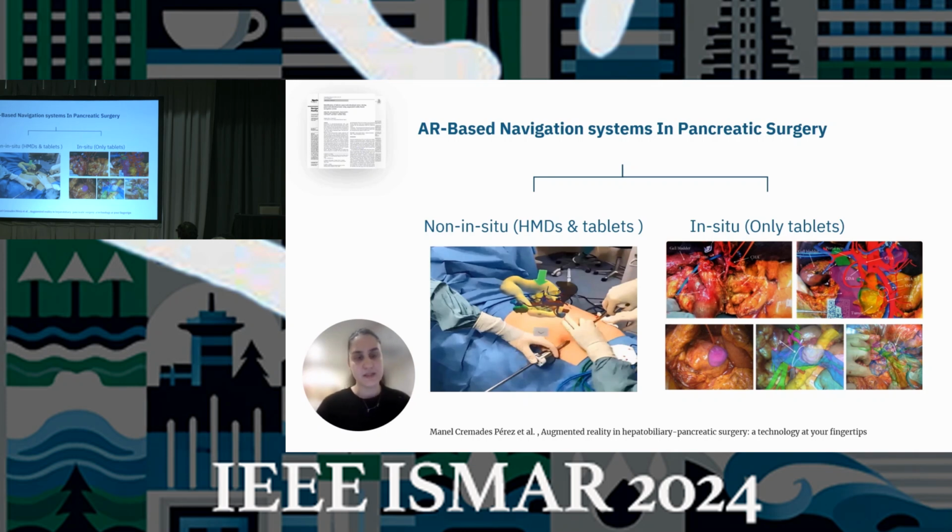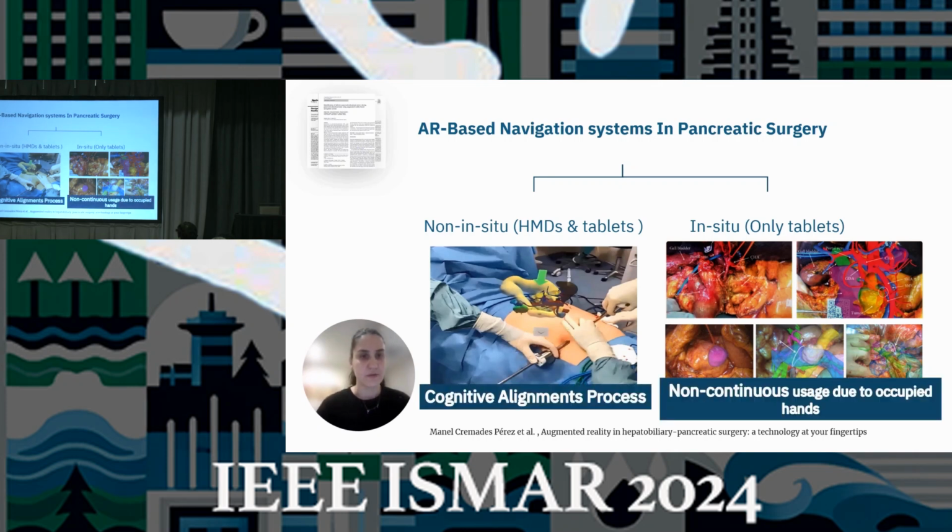So the challenge with these methods is that the non-in situ one is frankly not quite different from having the CT scans during the operation, because it's again this cognitive alignment process associated with this type of visualization. And for in situ visualization, so far only tablet-based visualizations have been tried.